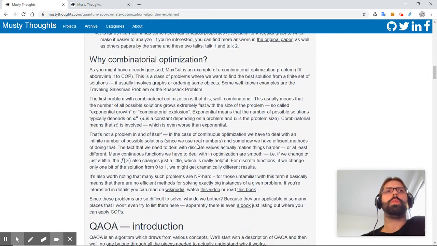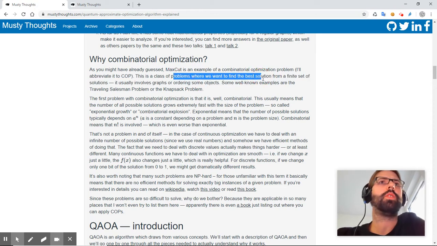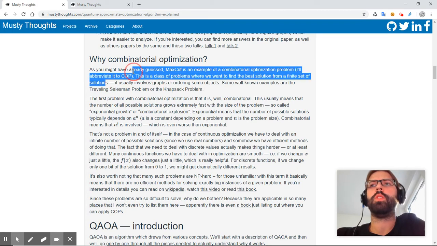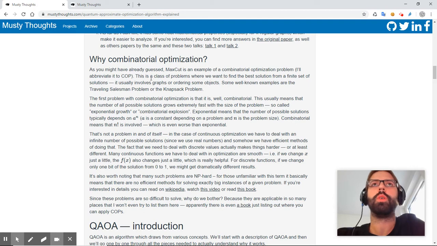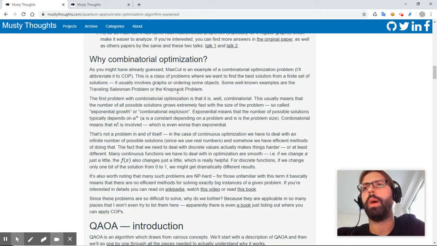Why combinatorial optimization? So I guess we discuss problems where you want to find the best solution from a finite set of solutions. That's also why it's sometimes used to play with Grover's algorithm, because you can search over all the different possible solutions. Examples are the traveling salesman problem and the knapsack problem. This is the stuff where you put things in your backpack and try to maximize something, right?